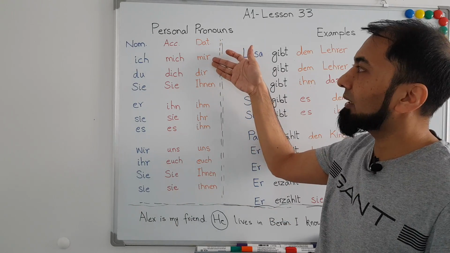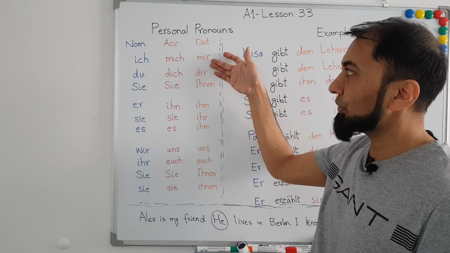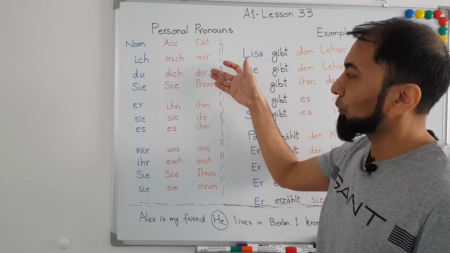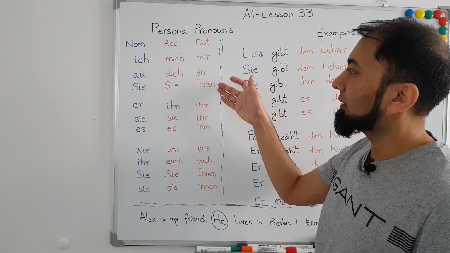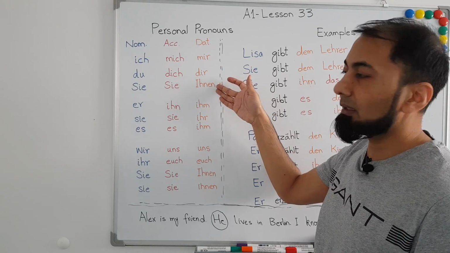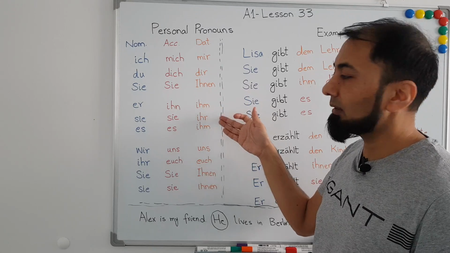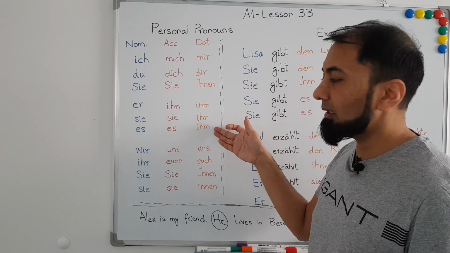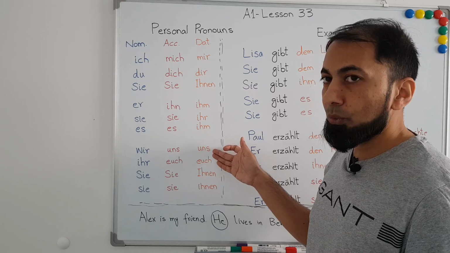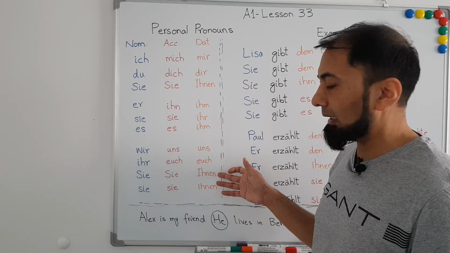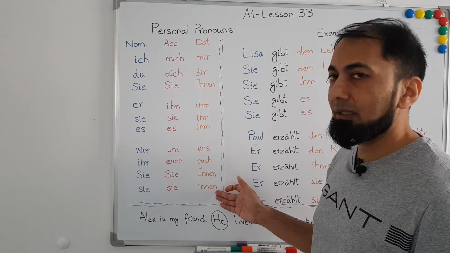Then we have dative, and the dative personal pronoun for ich in nominative is mir, du is dir, Sie is Ihnen, er is ihm, sie is ihr, es is ihm, wir is uns, ihr is euch, Sie is Ihnen, sie is ihnen.